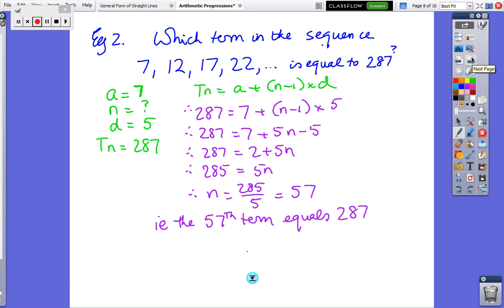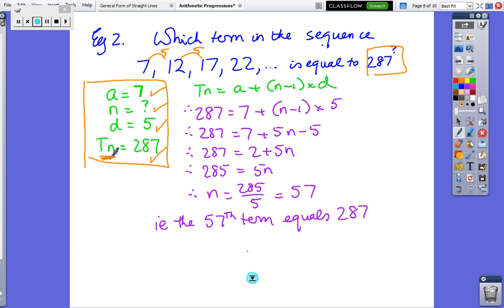Okay, so we've got a couple more examples. Which term in the sequence 7, 12, 17, 22 is equal to 287? Now, obviously, you could keep the pattern going, but it's going to take you a while, so we're going to try to use the general term and rearrange it. So you start with a legend. A equals 7. We don't know the value of N. N is going to be the term that gives us 287. The difference is 5. And the Tn value is 287. We just don't know what the N value is.